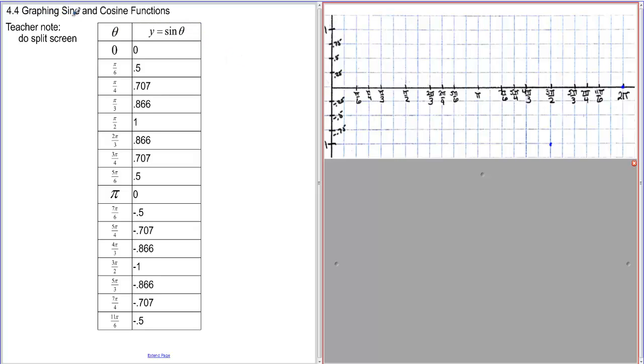Section 4.4, graphing sine and cosine functions. I got the split screen on, so here we go. We're going to graph y equals sine of theta.